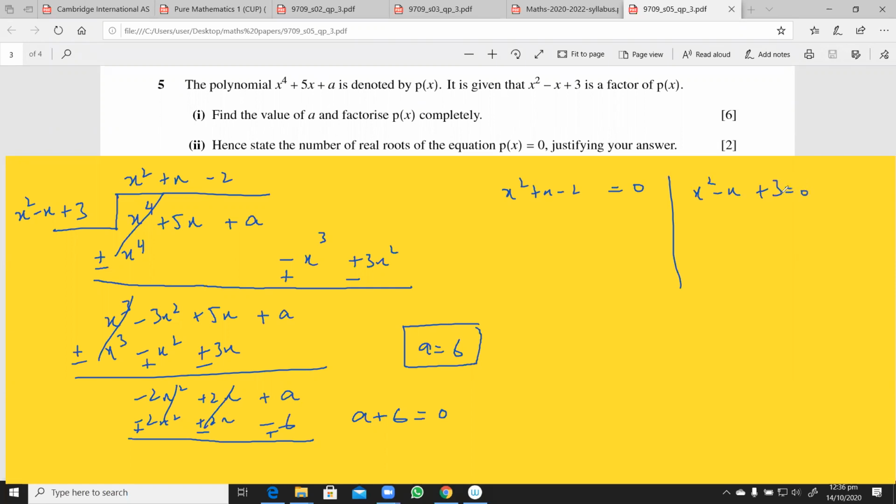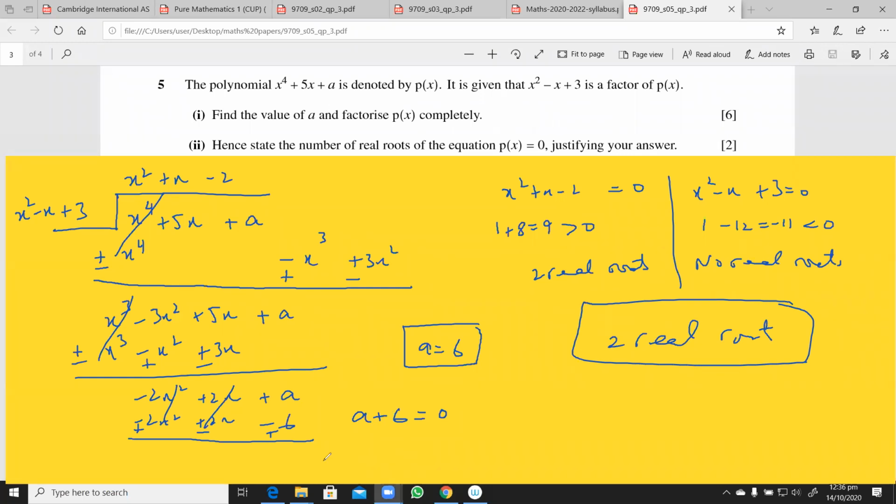This is asking you to state the number of real roots. So what will you do now? Yes, you'll just find the discriminant. Don't start finding the roots. So this is b squared, 1, minus 4ac, which is 8. This is positive, so you will have two real roots from here. And this is 1 minus 12, which is minus 11. It is negative, so there are no real roots from here. So on the whole, this quartic equation has two real roots.